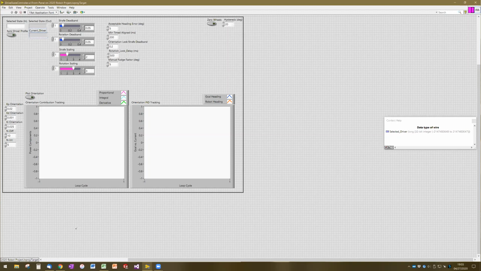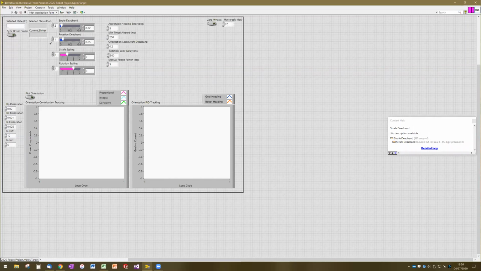The way to get around this is if you hit this sync driver profile button. It will look at the driver profile that's currently selected on the driver station and automatically change the values in the array indicators to the correct element, so that you'll be changing the values for the current driver. Now, you might ask why this is a button as opposed to it just always making sure that these indicators are matching the value in the dashboard.